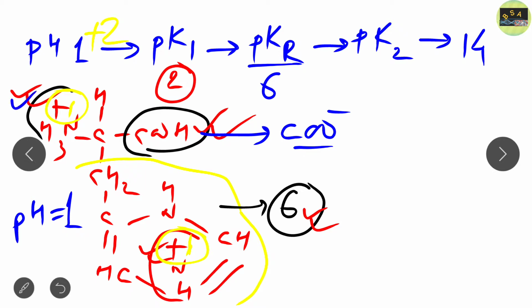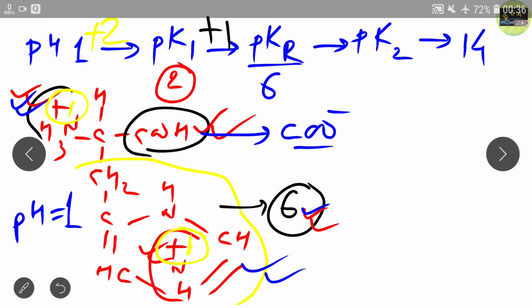The NH3 will remain as it is, plus 1, because for this you have to move above 9. The ionizable side chain also remains as it is, plus 1, because we are at 6. So what will be the total charge? That is plus 1 and minus 1. So the total charge when we move from pK1 to pKr will be plus 1.